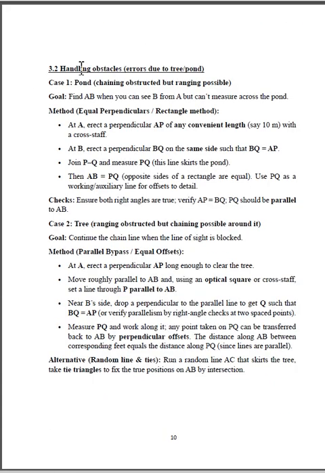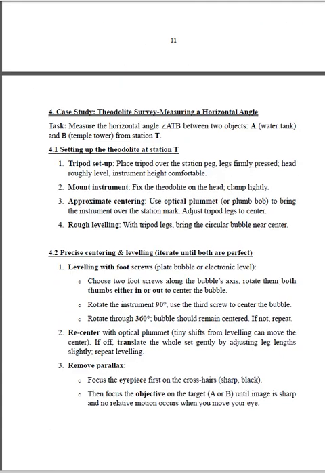Second, we are going to see the second part on theodolite surveying. The first question is on theodolite surveying: setting up the theodolite at station T. Tripod setup. Place tripod over the station peg, legs firmly pressed. Head roughly leveled. Instrument height comfortable. Mount instrument. Fix the theodolite on the head.